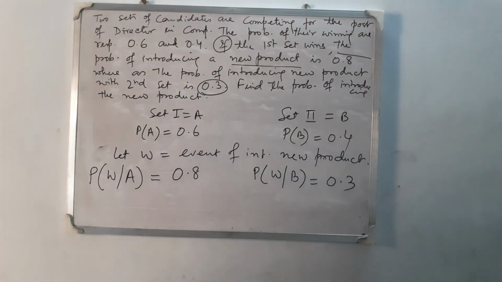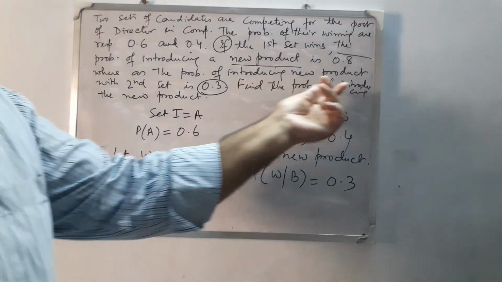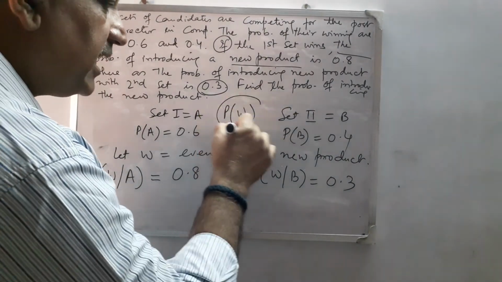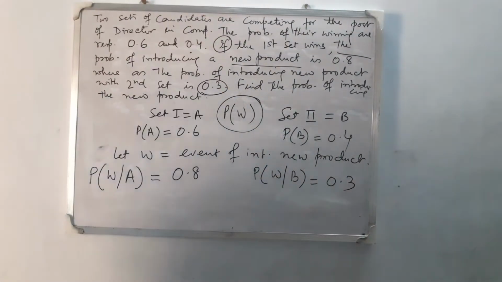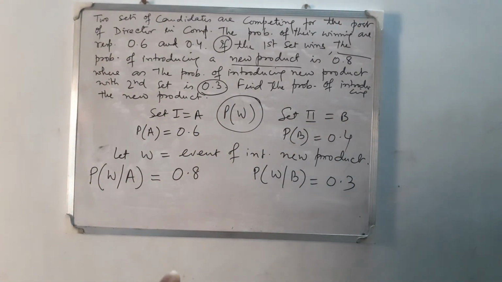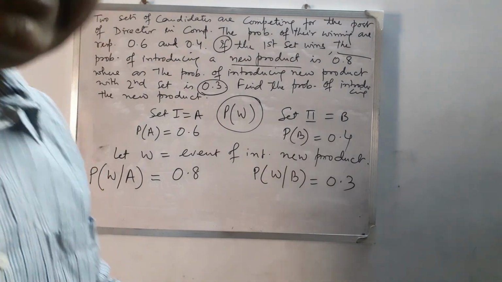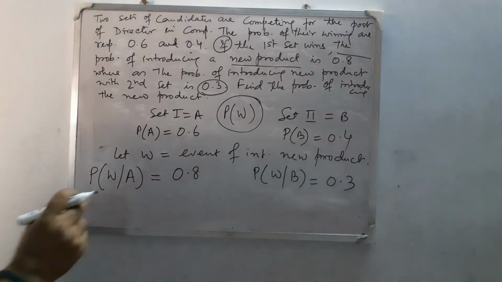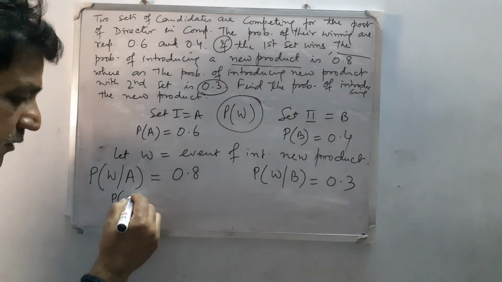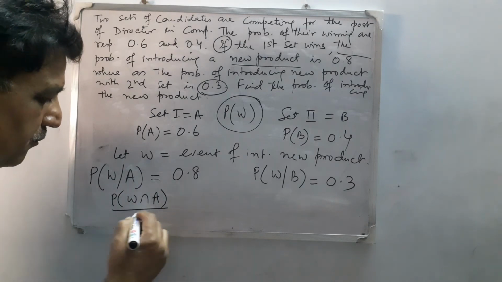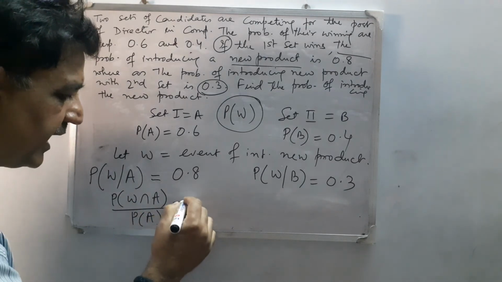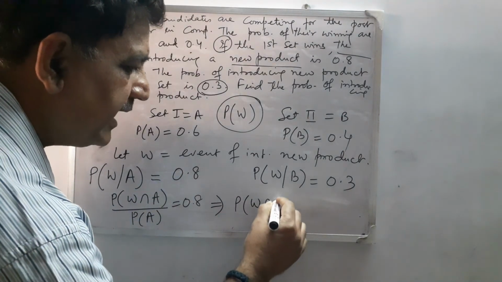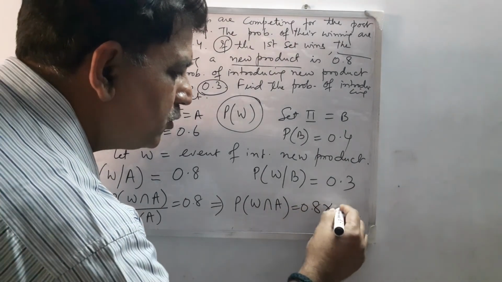Now you can easily solve the problem. What do you have to find? The probability of introducing a new product, which means you need PW. So how to get PW? The W event occurs with the two events, A and B. So we have to find their simultaneous probabilities with A and B, and add the two probabilities together to get the probability of W. So expand it by the conditional probability result. We can write PW intersection A by PA is equal to 0.8. So we can cross multiply. This implies PW intersection A is equal to 0.8 into PA.